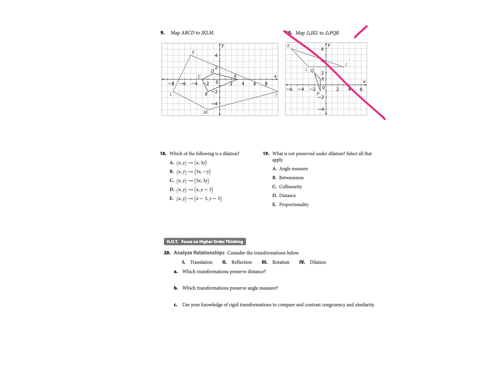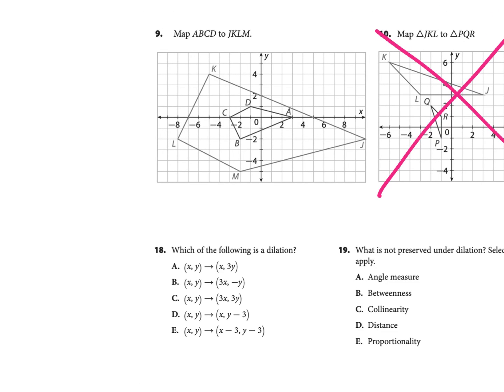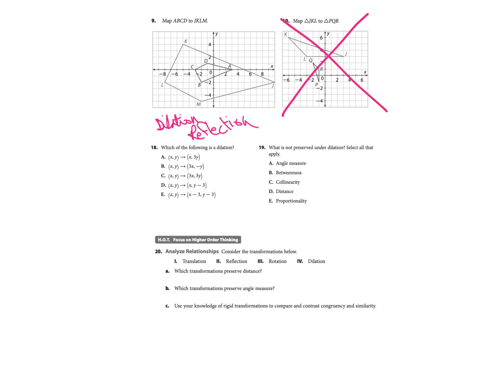Alright, we don't have to do that one. A, B, C to J. D maps to M. Okay, so this is dilation and a reflection. And that should be all. Maybe a translation. Okay? But that'll help your homework go a little easier.